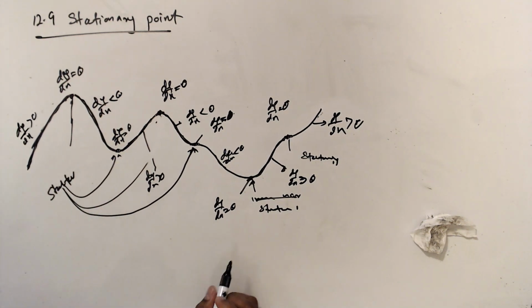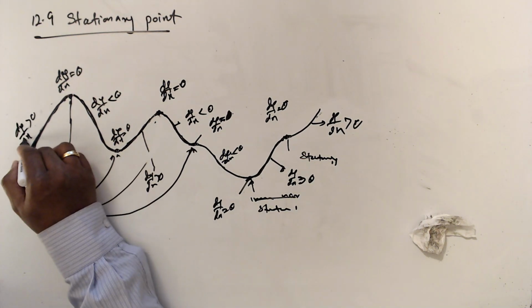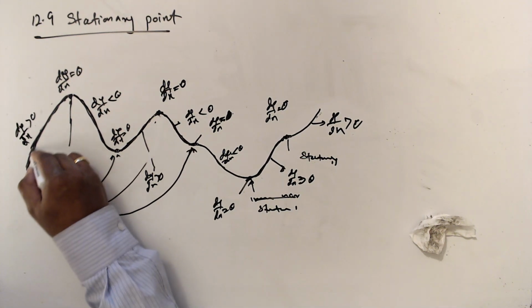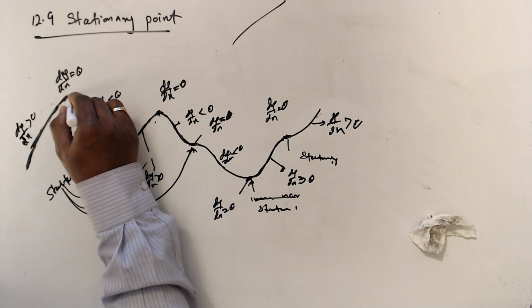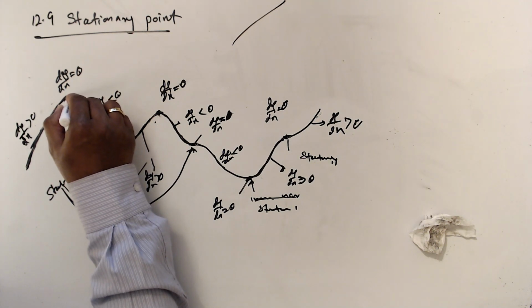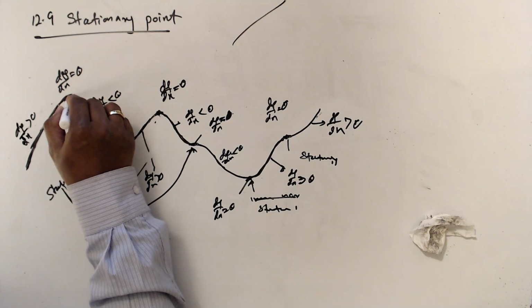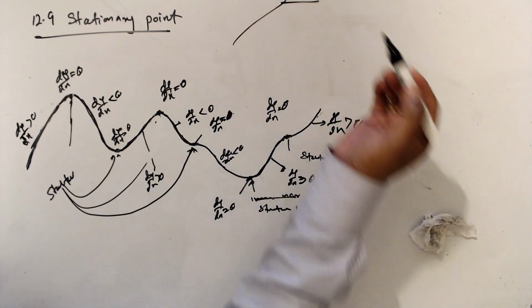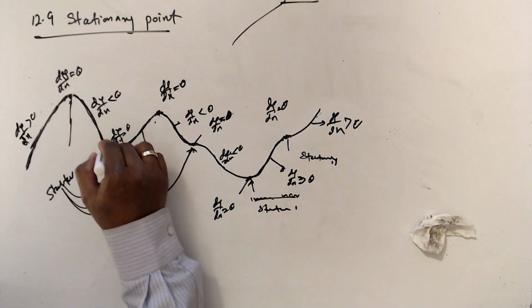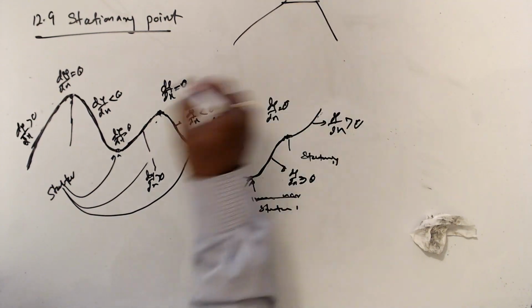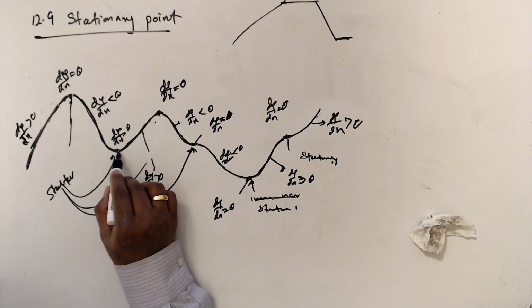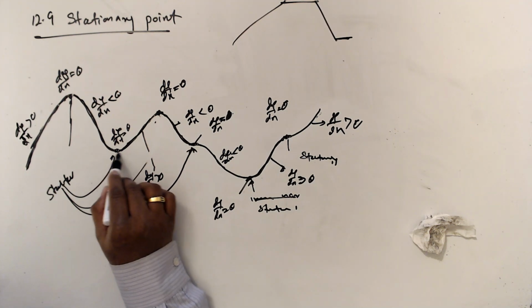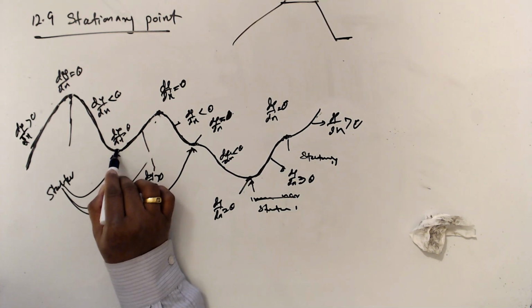So what does dy/dx mean? The gradient. It means it has a positive gradient here. And at this point dy/dx is 0, which means the gradient is 0. It means the tangent is parallel to the x-axis. And at this point it is again a negative gradient. And again here, the tangent line is parallel to the x-axis, gradient is 0.